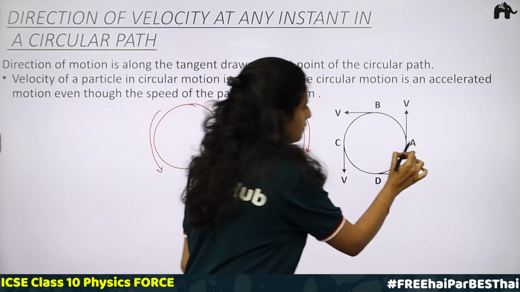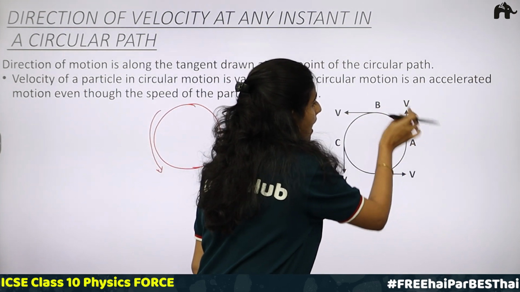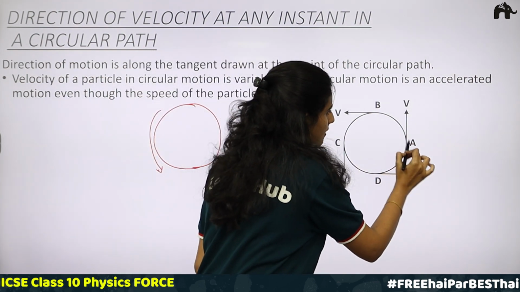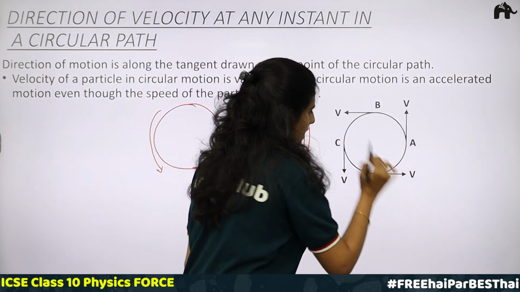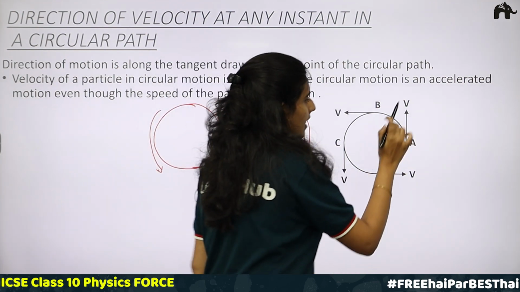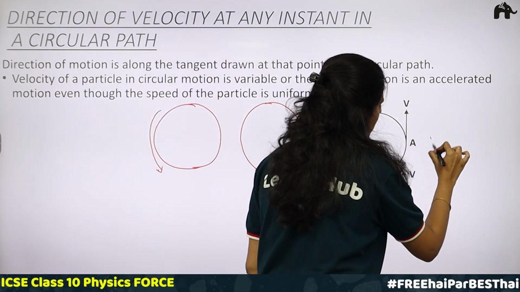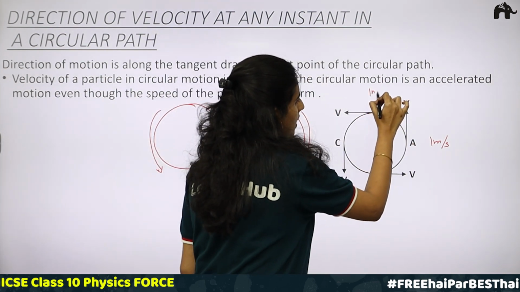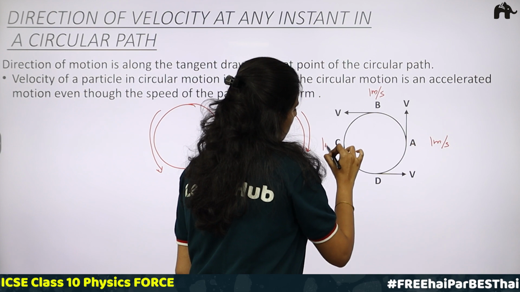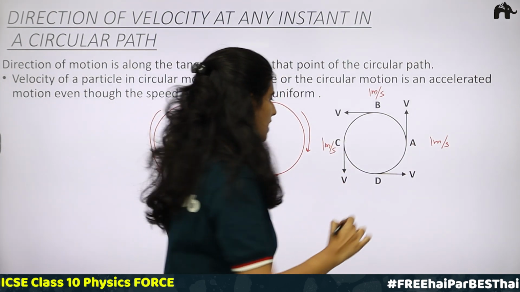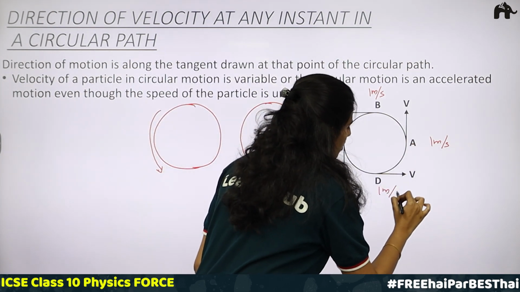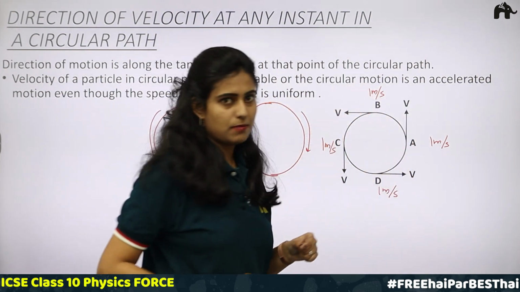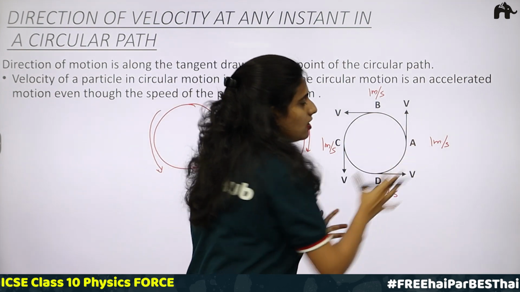Here, you are considering 4 points. You are moving along the anti-clockwise direction. Then, you are considering 4 points, A, B, C, D. Okay, let us say at point A, your speed is 1 meter per second. At point B, your speed is 1 meter per second. At point C, your speed is 1 meter per second. And at point D, your speed is 1 meter per second. At all the points on the circular path, you are having the same speed, constant speed.